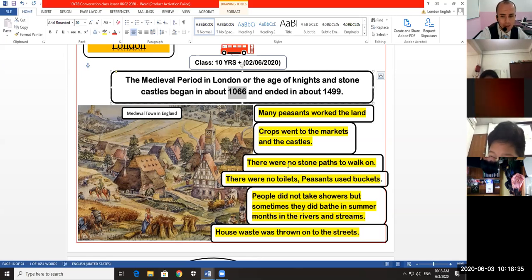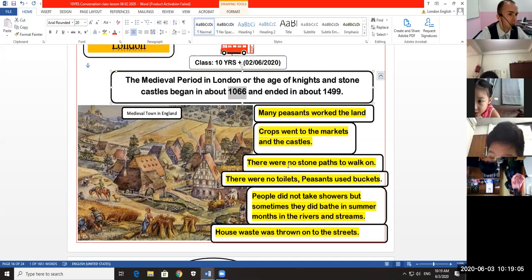People as well, they didn't take showers. But sometimes they did bathe, only in the summer months, in the rivers and the streams. That is the only time that they had a wash, okay? They cleaned themselves. They didn't use shampoo, and soap as well, they didn't wash the skin, they didn't wash the hair.